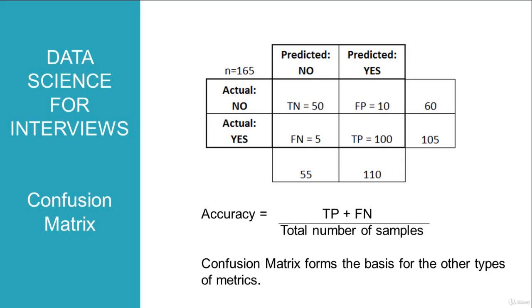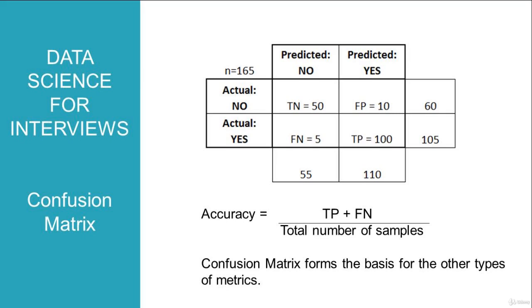There are four important terms when we're talking about the confusion matrix: the true positives, true negatives, false positives, and the false negatives. The true positives are the cases in which we predicted yes and the actual output was also yes, which is true. The cases in which we predicted no or false and the actual output was also no or false are the true negatives. The false positives are the cases in which we predicted yes and the output was no, and the false negatives are those cases in which we predicted no and the actual output was yes.